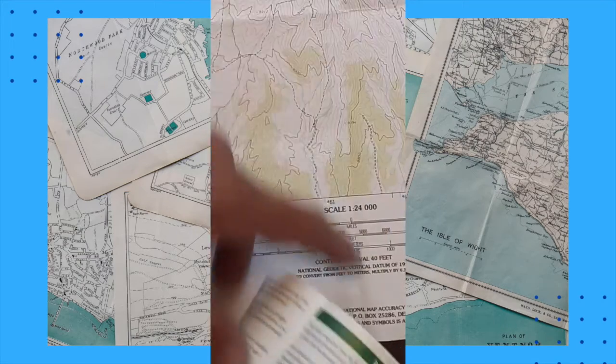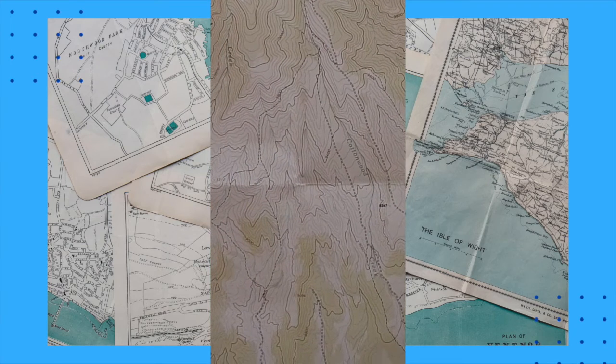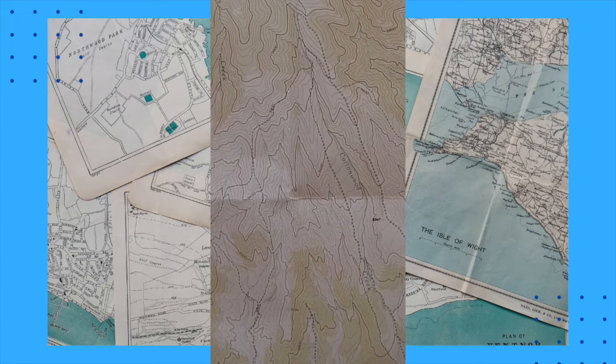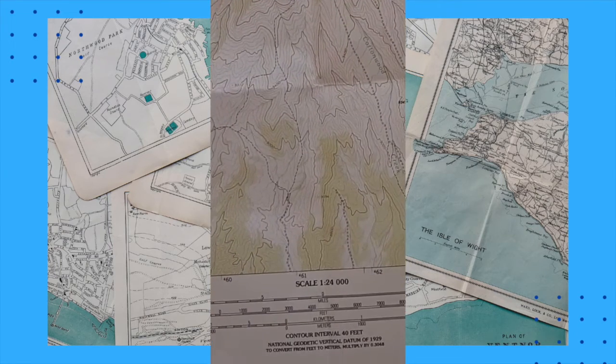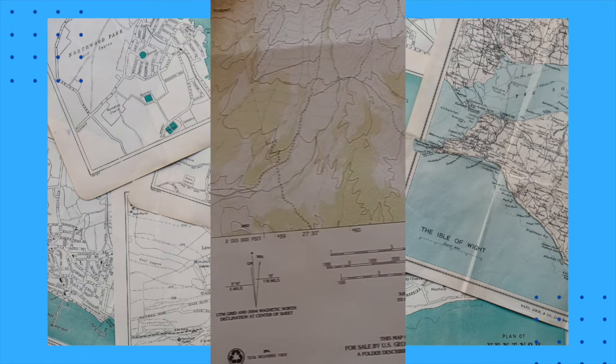The first map I showed you is called a quad map, and it's from the U.S. Geological Survey. These are produced by the government, and a lot of them are very old, but they've been updated. You can find the date in various places throughout them.